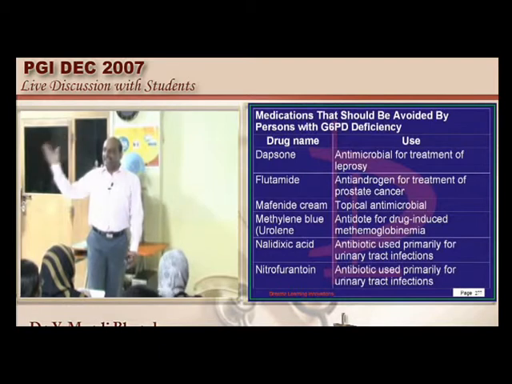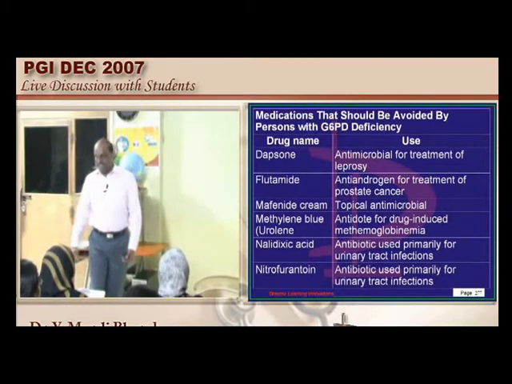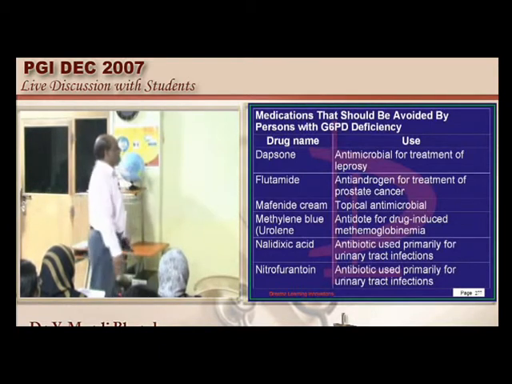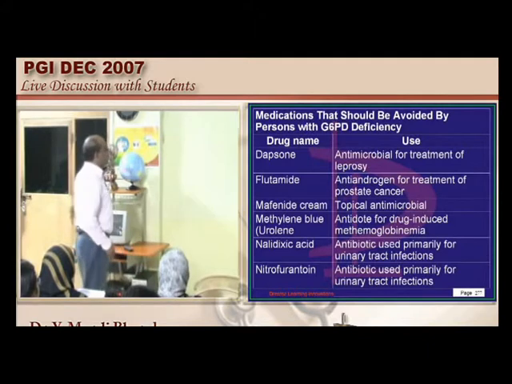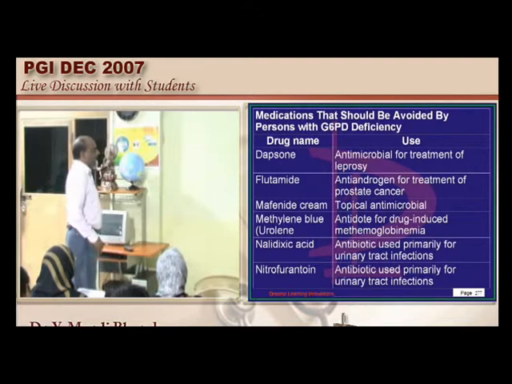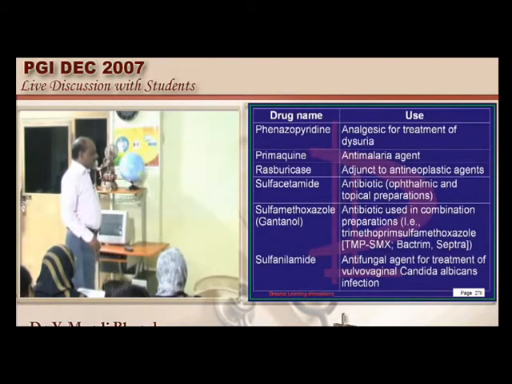Intermittent porphyria and safe and unsafe drugs. You must be damn sure about these things. So dapsone, flutamide, mafenide cream and nitrofurantoin, primaquine, sulfacetamide, sulfanilamide, all sulfur derivatives, they are all very much associated.